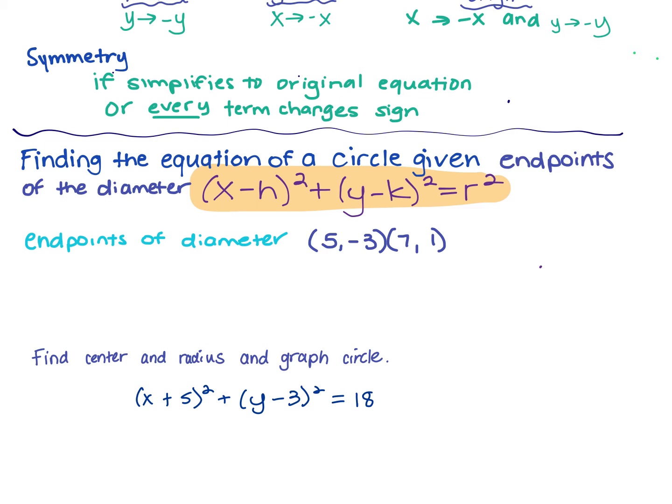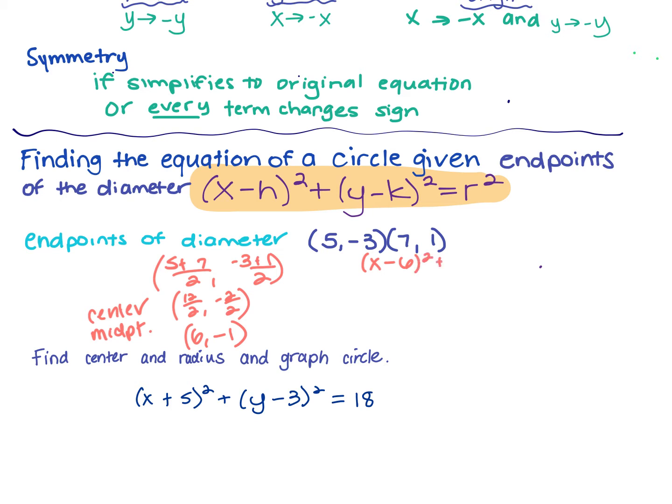So if I gave you the endpoints of the diameter, I would do 5 plus 7 over 2 and negative 3 plus 1 over 2, which is 12 over 2, negative 2 over 2, or 6, negative 1. And then that's the midpoint, which is also what, if it's a diameter? The center, good. So I already have x minus 6 squared plus y plus 1 squared. That part of my equation is already done.